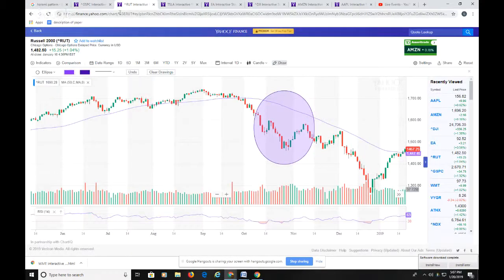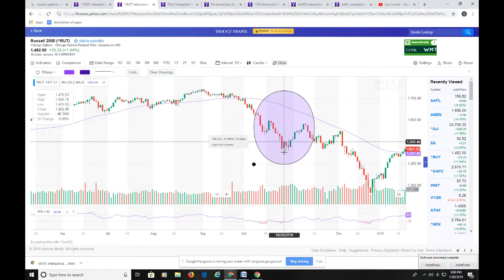This is the RUT, the Russell 2000. So what have we got here? We have a bullish harami. We have an engulfing. The green candle is engulfed by the red one.